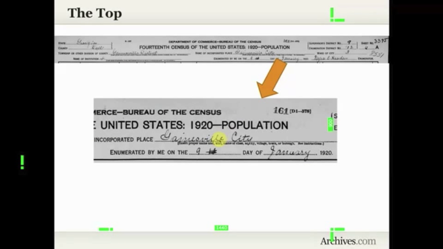Moving on to the middle part of this top section, it's showing us the exact name of the incorporated place. In this case, we're actually in the city of Gainesville. It's also giving us the date that this group of people were enumerated. Even though the census date for 1920, I believe, was the 1st of January, the census taker didn't get around to this section of town until the 9th of January.